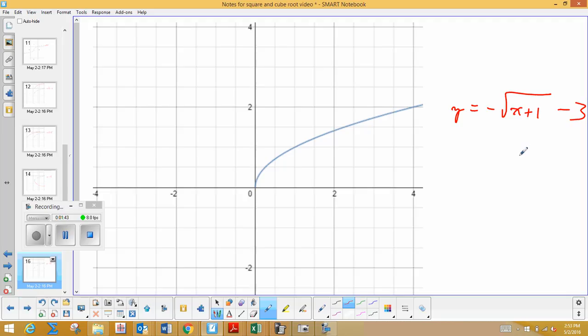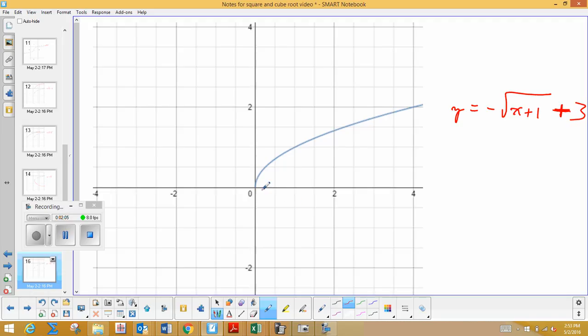Now we can combine all these things. So this is going to flip it down. It's going to move it to the left 1, and it's going to move it down 3. So I'll move it left 1, and I can't show that, can I? I need to change the question. How about that? Let's make it plus 3.